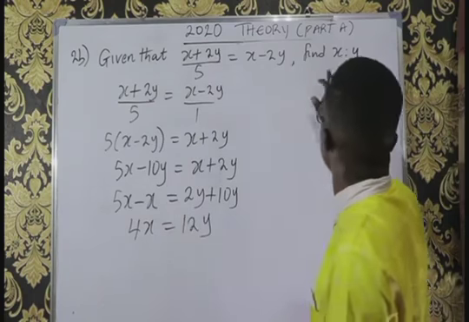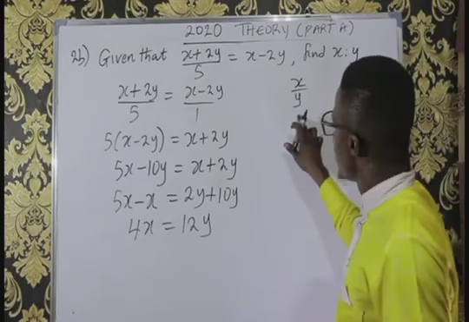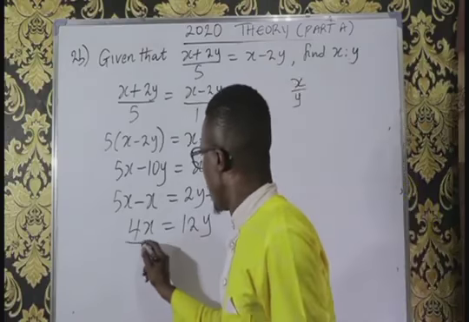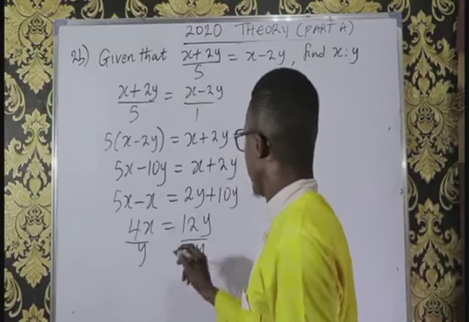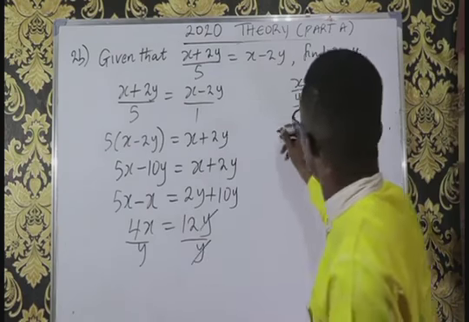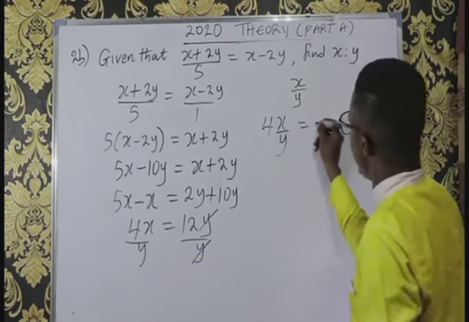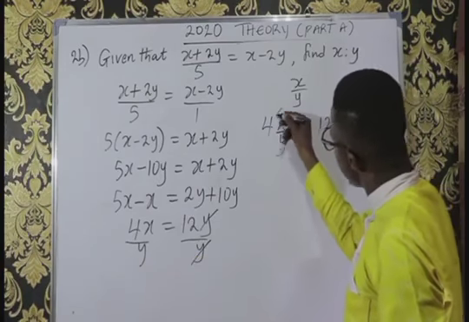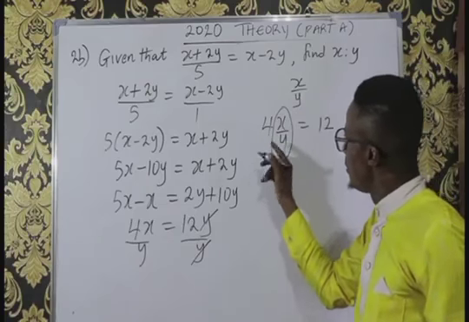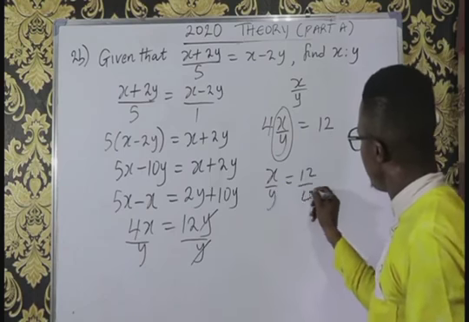Now we are asked to get x is to y. X is to y is the same thing as x over y, which means we are dividing by y. Y is down here. Therefore, divide both sides by y. Y cancels y. I'm now having that 4x over y, as you can see here, is equal to 12. We need x over y, so to get this x over y, I will divide both sides by 4. So x over y is now 12 over 4.